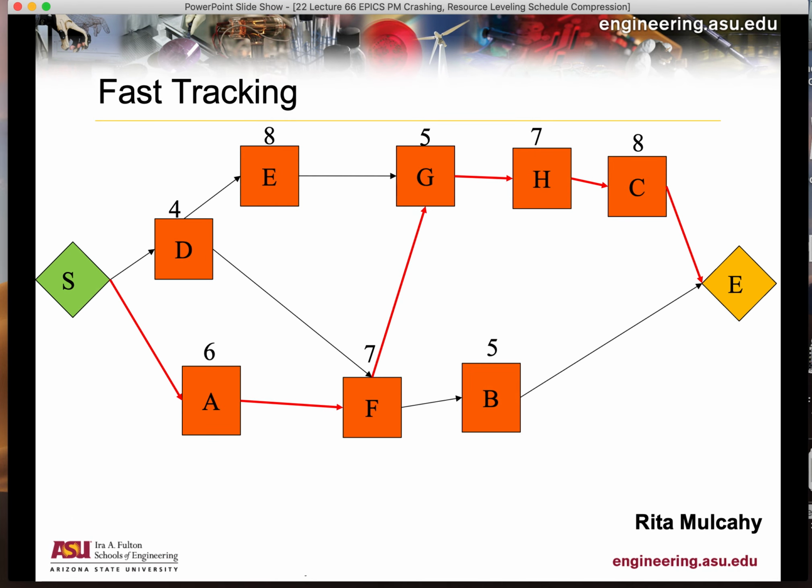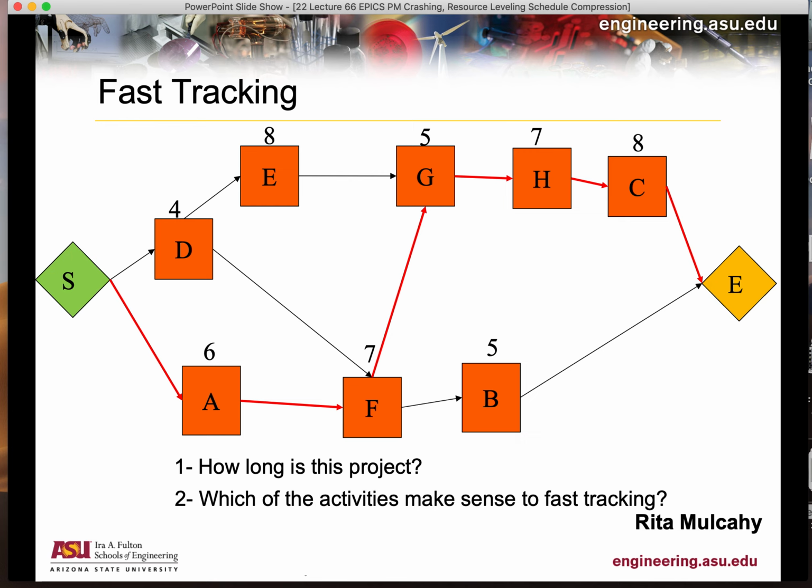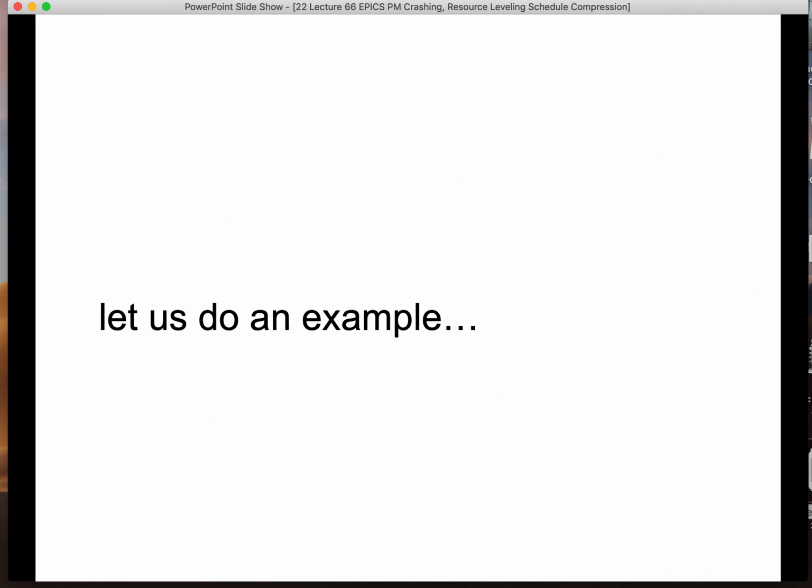For example, for this one, remember this was in your homework and you solved it. How long is this project? Remember that, look at your notes. And which of the activities may make sense for fast tracking? There may be a lot of activities that can be done in parallel. So think about it, which one of these can be fast tracked?